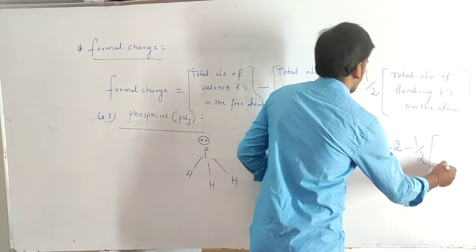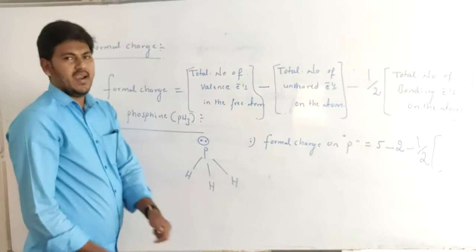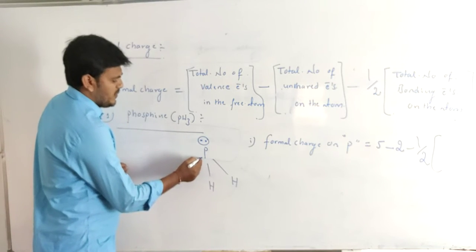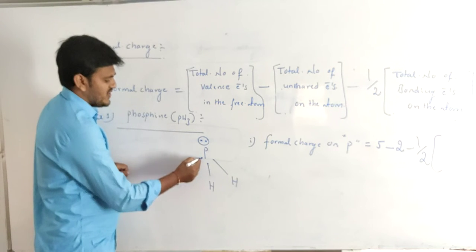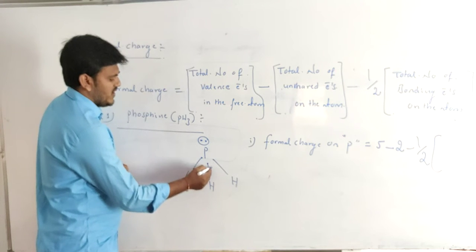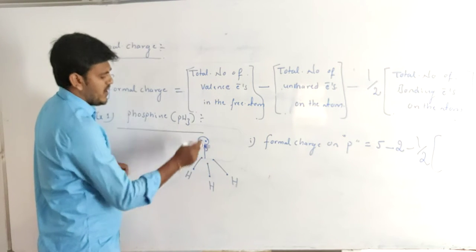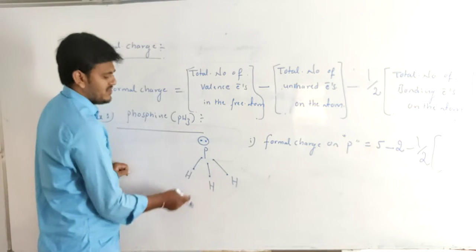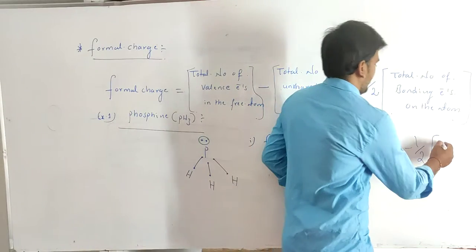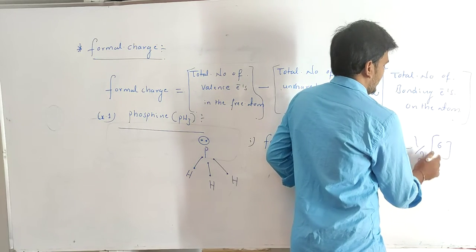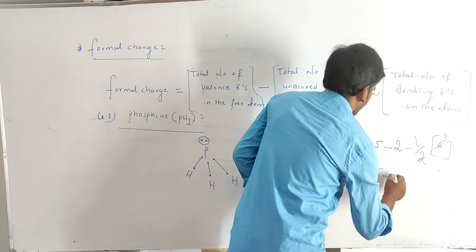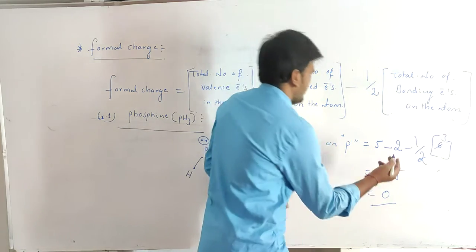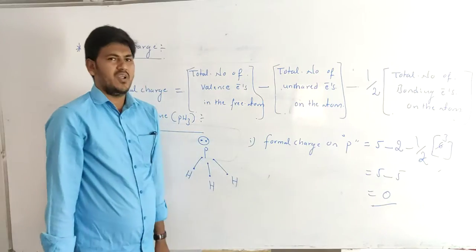Minus half into the total number of bonding electrons on the atom. Actually, there are 3 bond pairs: first bond pair, second bond pair, third bond pair. Every bond pair has 2 electrons: first electron, second, third, fourth, fifth, sixth. So the total number of bonding electrons is 6. Half into 6 is 3. So 5 minus 2 minus 3, that is 5 minus 5, equal to 0. So the formal charge of phosphorus is 0.